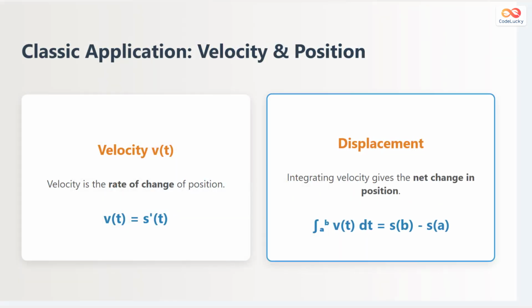The most common example involves physics. We know that velocity, v of t, is the rate of change of position, s of t. Therefore, if we integrate the velocity function from time A to time B, the result is the displacement, or the change in position, of the object. This is calculated as the final position s of b minus the initial position s of a.